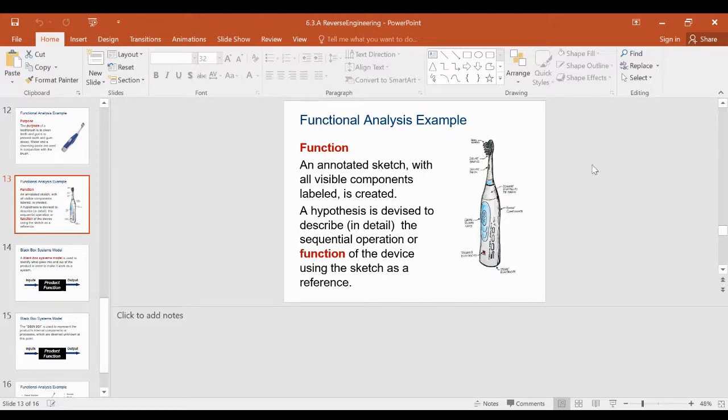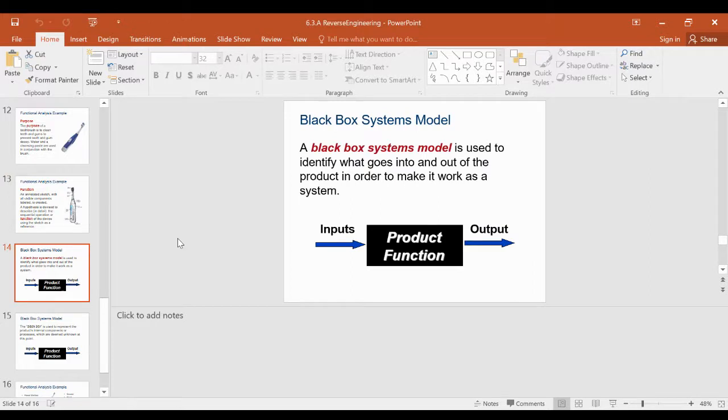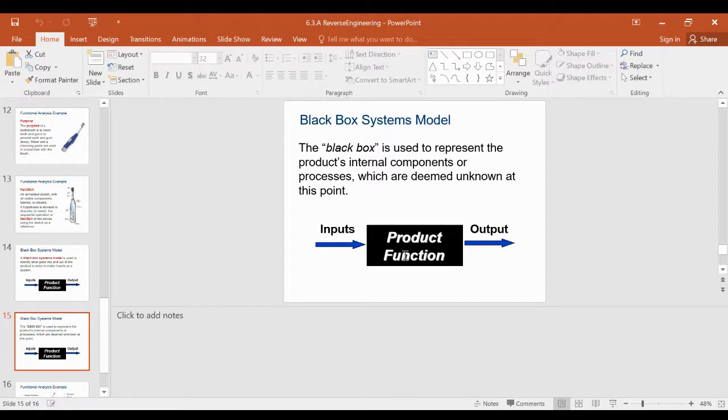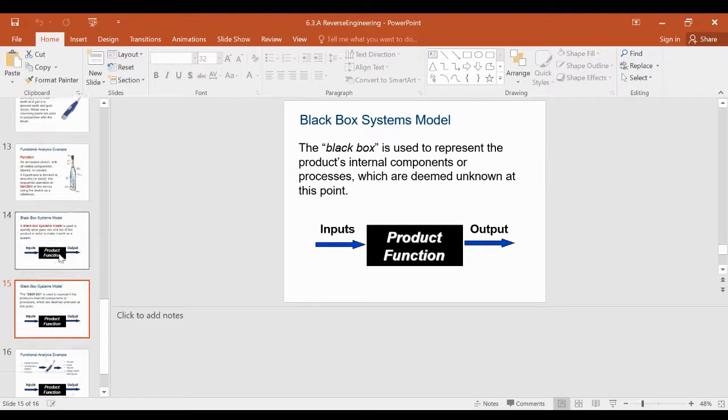But what we're doing is looking at all the components that we can see, and we're going to try to describe in detail the steps or function, the sequential operation to make the device work. That's done through what's called a black box systems model. So we identify what goes into the product and then what comes out of the product to make it work as a system. This black box represents all the internal components or processes which are unknown at this point. So we might not know the inner workings of that toothbrush, and that's represented by this black box.